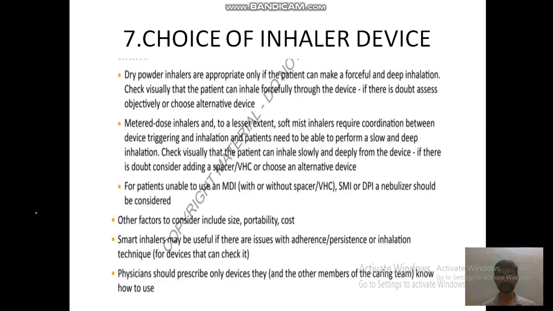Choice of inhaler device: if you're using a dry powder inhaler, the patient's inspiratory capacity should be good. If the patient's inspiratory capacity is not good, we need to go with a metered dose inhaler, but we need to have good coordination. Okay, that is important. If the patient does not have good coordination and no good inspiratory capacity, go with a nebulization. Understood?